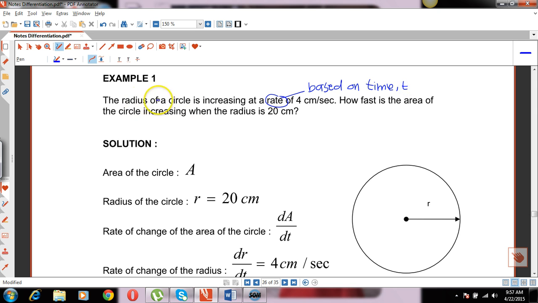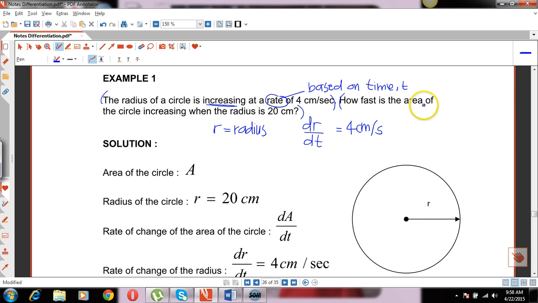So the radius of the circle is increasing. So this is a rate. We have to abstract from the first sentence: assign r equal to the radius of the circle, dr over dt equal to the given, which is 4 cm per second. Then we have, how fast is the area of the circle increasing. So from the second sentence, we have to find the rate of increase of the area of the circle.